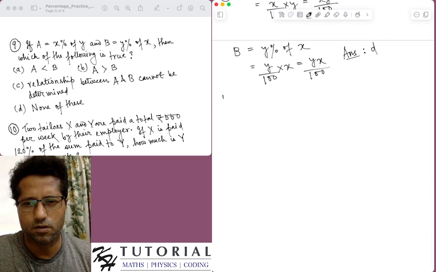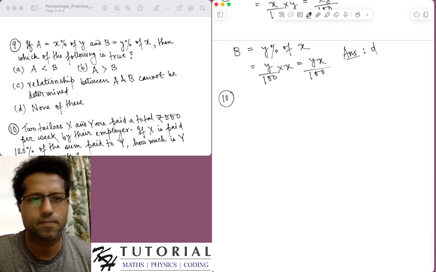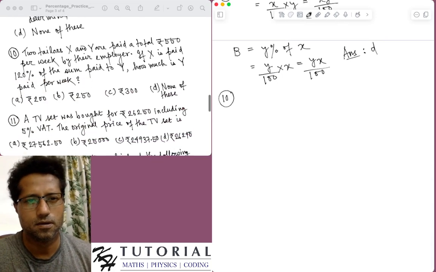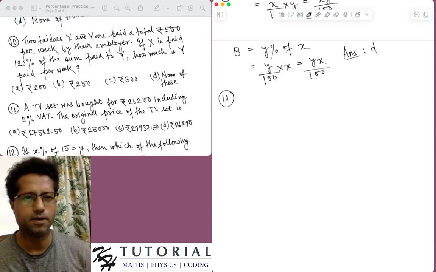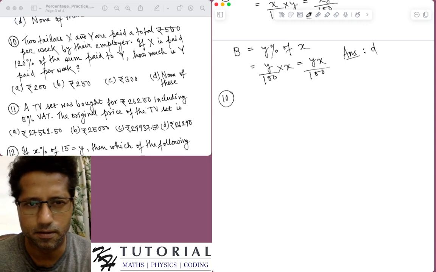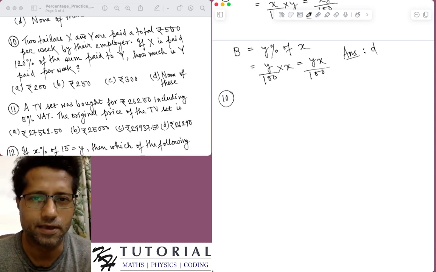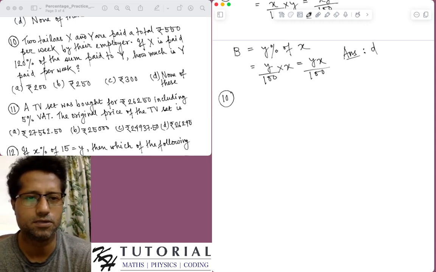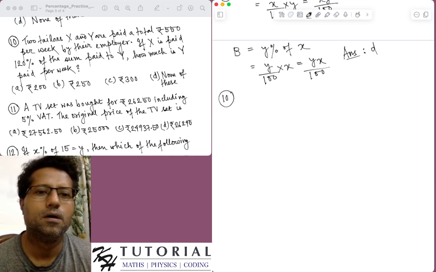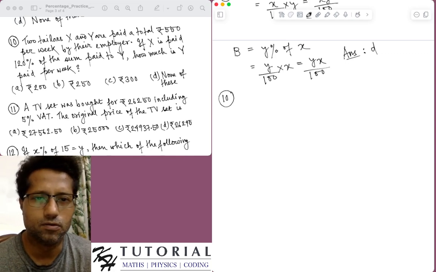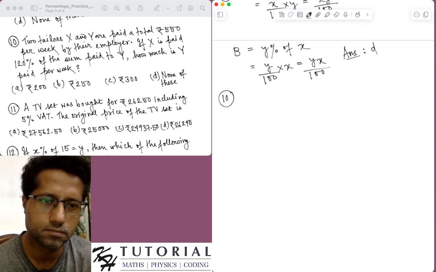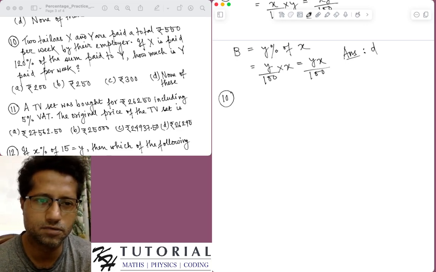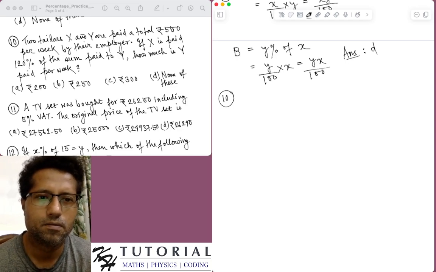Let's solve question number 10. Question number 10 says, two tailors X and Y are paid a total of rupees 550 per week by their employer. If X is paid 120% of the sum paid to Y, so whatever is paid to Y, X is getting 120% of that amount. How much is Y paid per week?